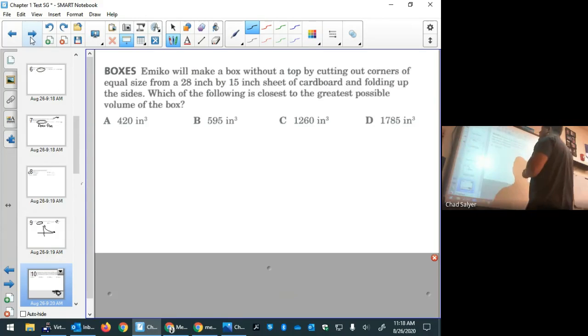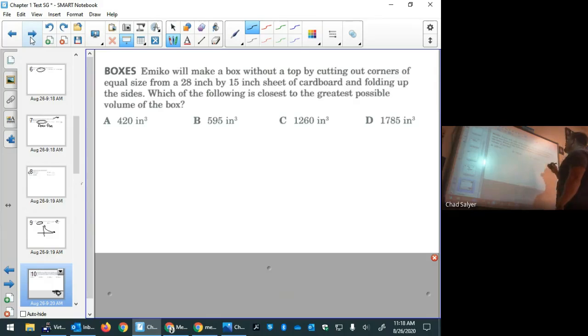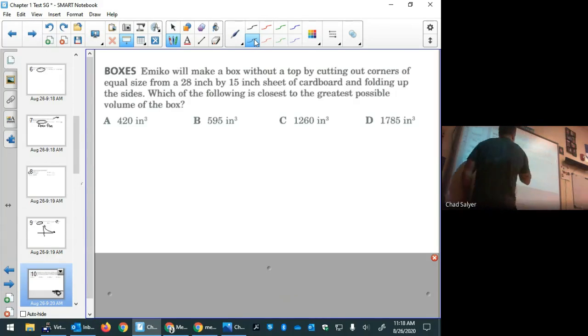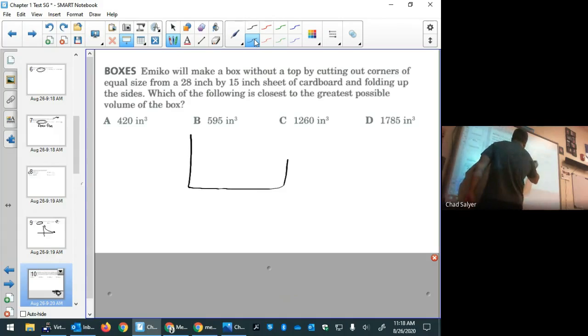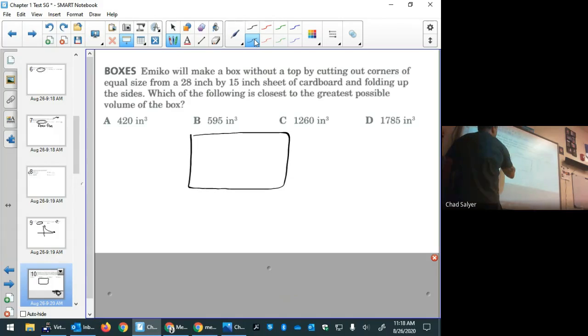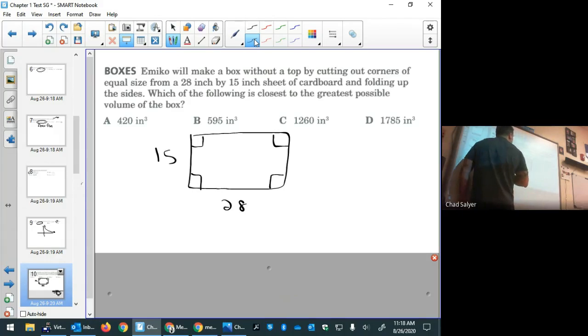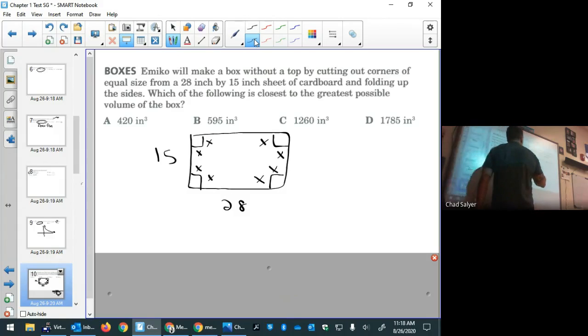Moving on to problem 9. Emiko will make a box without a top by cutting out corners of equal size from a sheet of cardboard. So this is a problem like the one we did, and I warned you that you'd see it again. So the small dimension is 15, the large is 28. We're cutting out x-sided squares from each corner, and we want to know the maximum possible volume of this box.